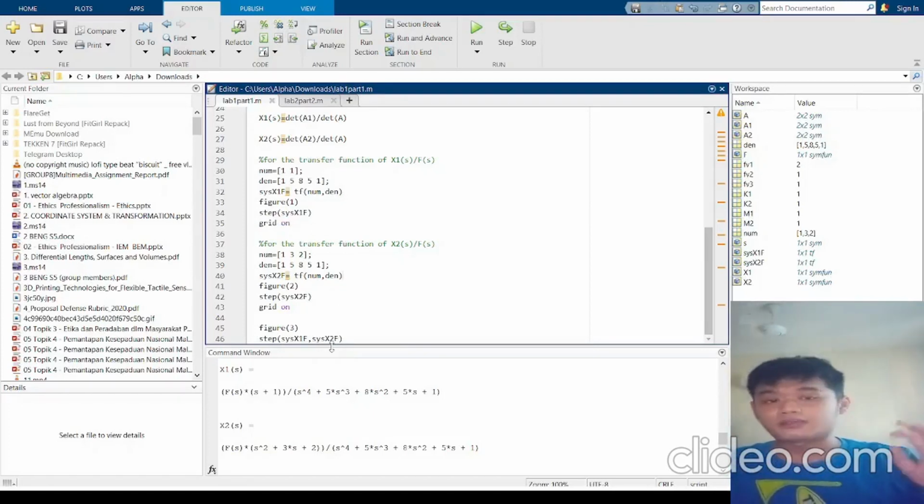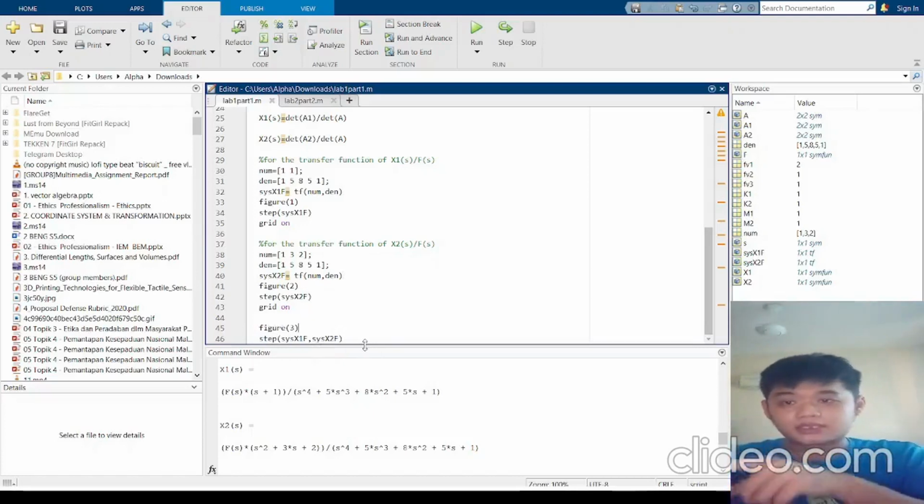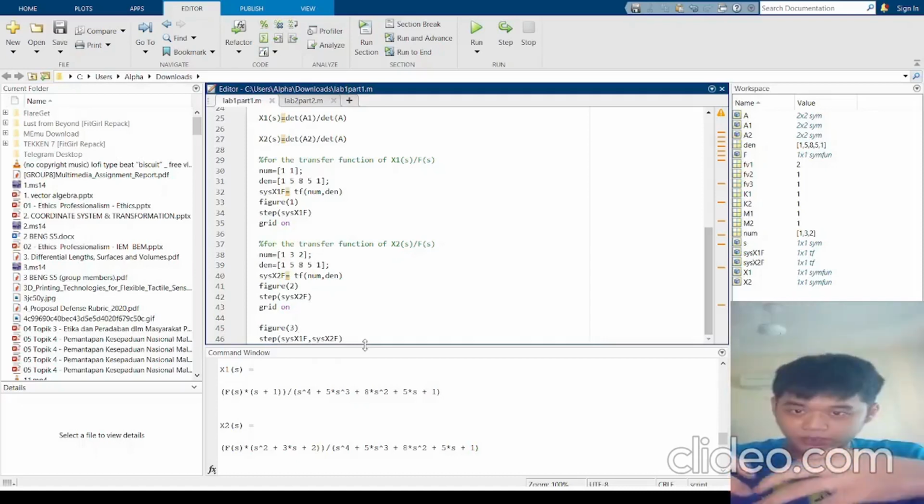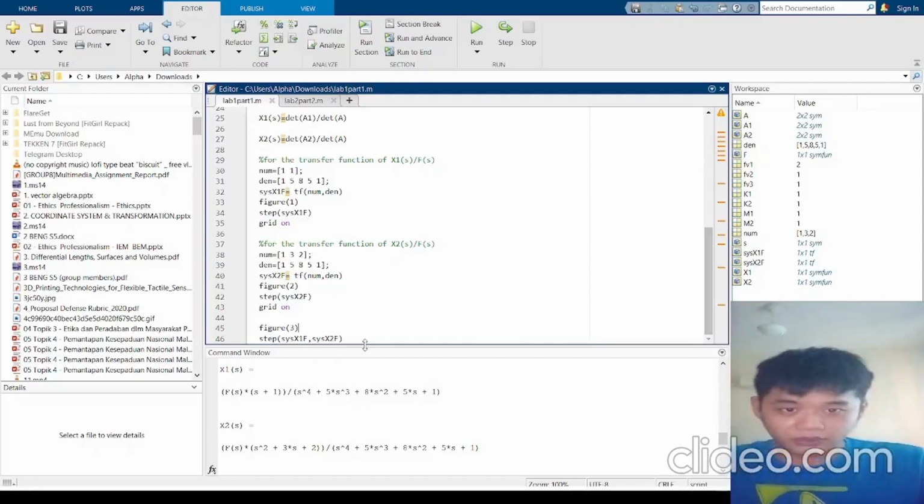And then lastly, since the lab sheet requires us to combine this together, we just simply put this together by putting the code step as sys x1f and also sys x2f, by putting the value of the transfer function of the x1 and x2 together. And before putting them together, we need to create a graph for them, for them to be put together.